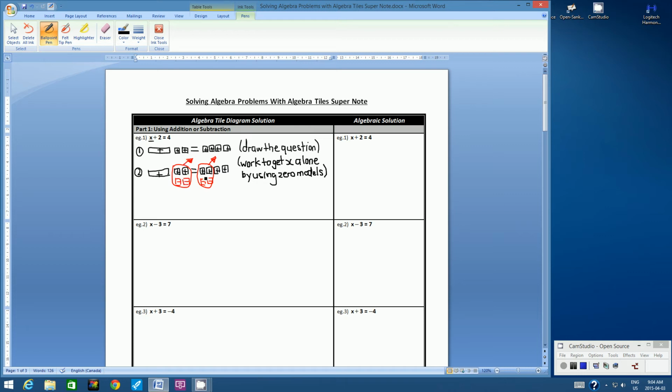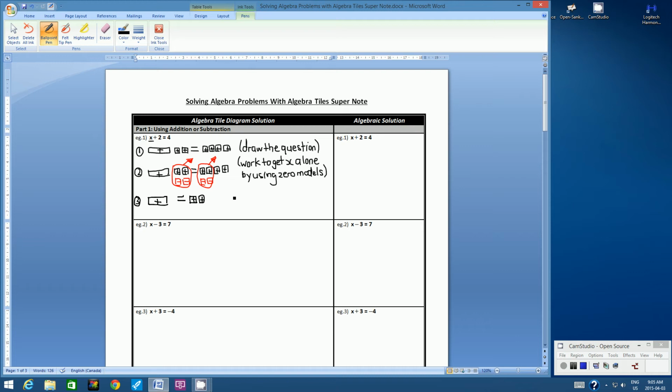If we take away these zero models and we take away these zero models, our third step is to draw what remains. On the left-hand side, what remains is x, and that's what we wanted. We wanted x alone. Remember, this is all gone. If these were actual tiles in front of you, you would take them away. Then we have the equal sign. Don't forget the equal sign. Remember, these are all algebraic equations. And what's left on the right-hand side? We have two positive tiles. So if you were to translate this diagram, the answer would be x equals 2, or positive 2.